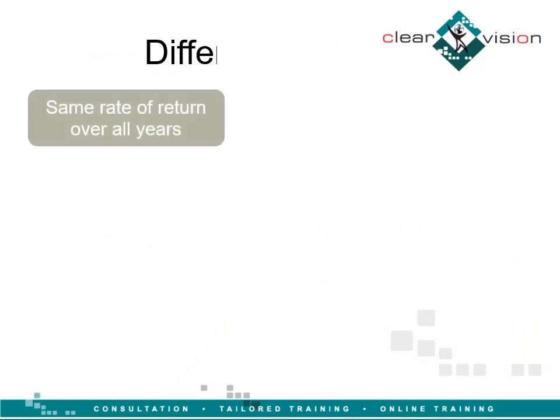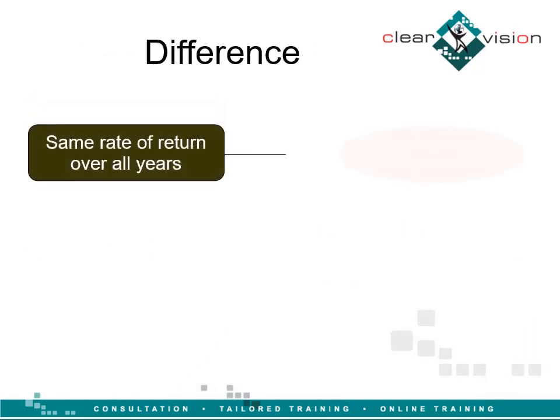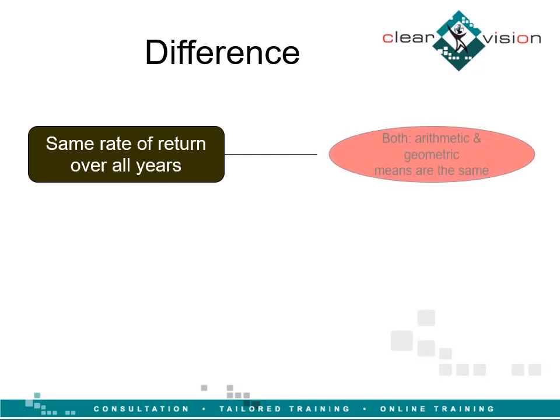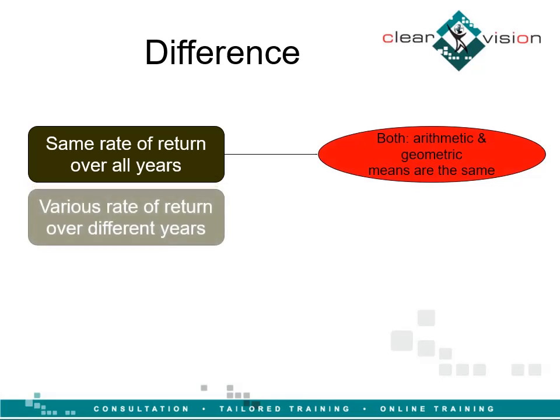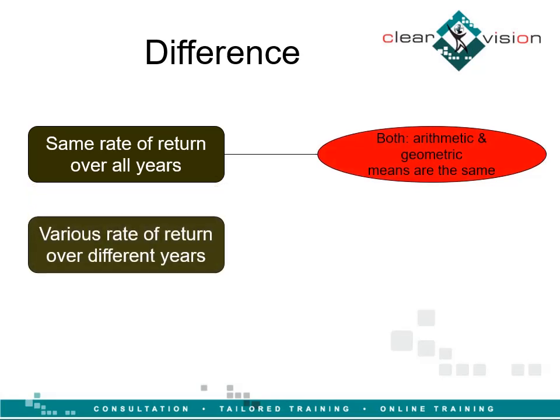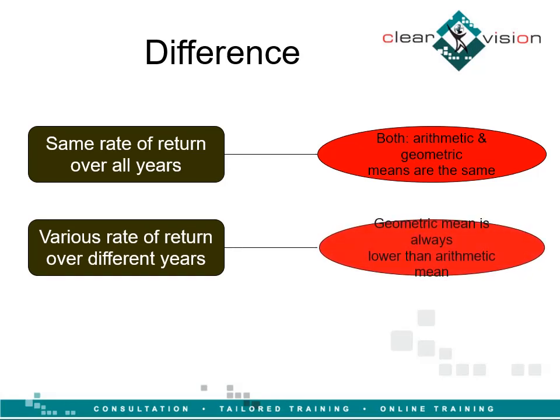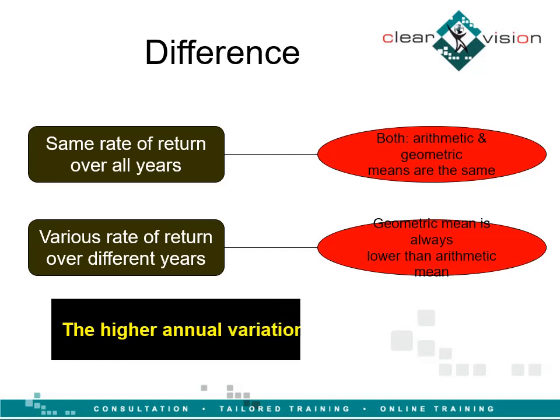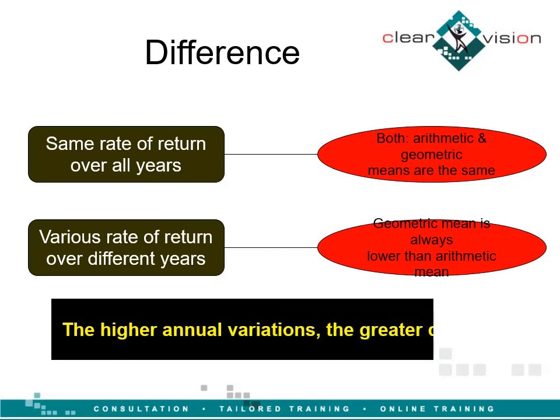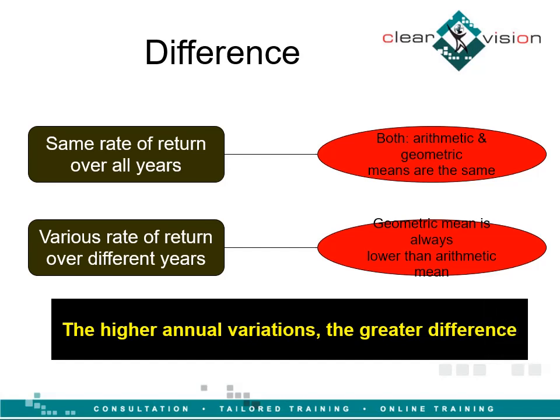When rates of return are the same for all years, the geometric mean return will equal the arithmetic mean return. If the rates of return vary over years, the geometric mean return will always be lower. The difference between the two mean values will depend on the year-to-year changes in the rate of return. Larger annual changes in the rates of return will result in a greater difference.